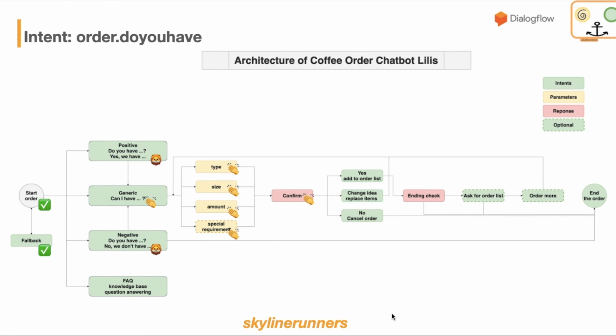To recap, today we built an intent to handle food availability check. When a customer asks, do you have something, we are able to check what we have and give the correct response. In the next video, we will build the FAQ feature to answer frequently asked questions from customers.